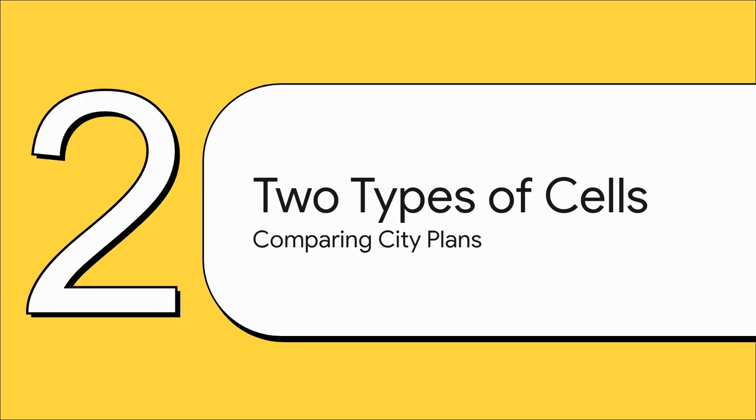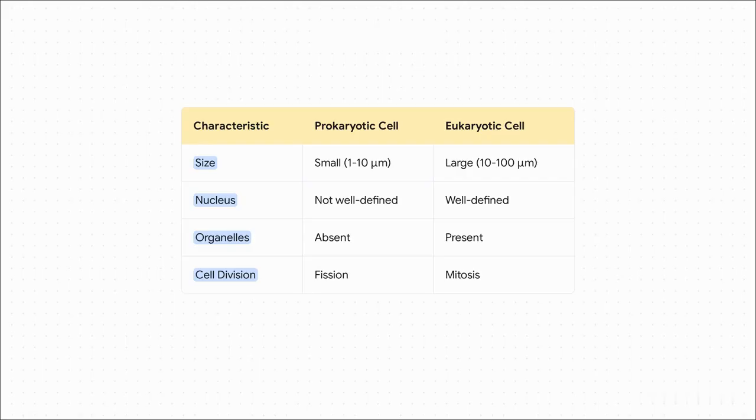But here's the thing, not all cellular cities are built the same way. In the world of the living, there are really two main blueprints. You've got your simpler, kind of open-plan cities called prokaryotic cells. Think bacteria. And then you have the complex, highly organized cities that we're made of, the eukaryotic cells. This chart lays out the differences perfectly.